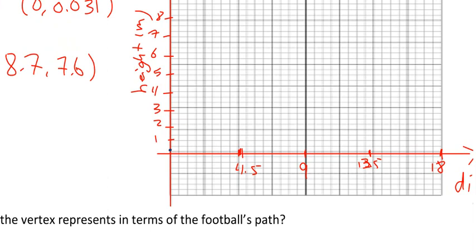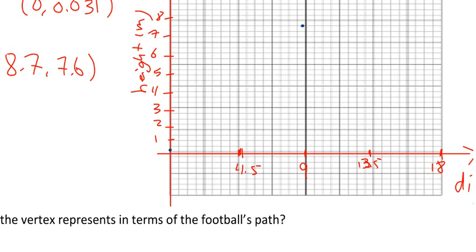Then to place 8.7 and 7.6: 8.7 is close to 9, and 7.6 is almost in the middle between 7 and 8. So it's almost right here. So far I only have 2 points. I need at least 3 to be able to graph, okay?